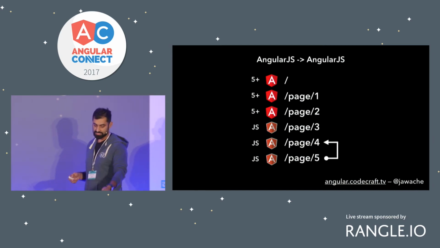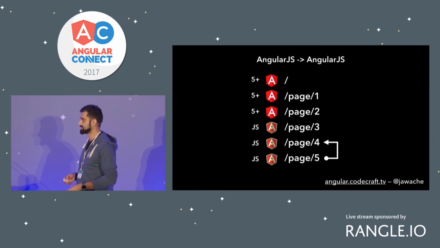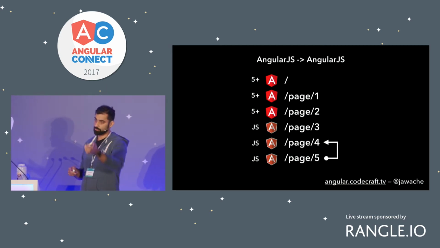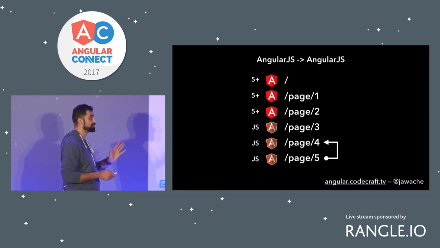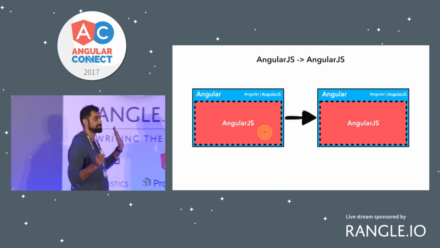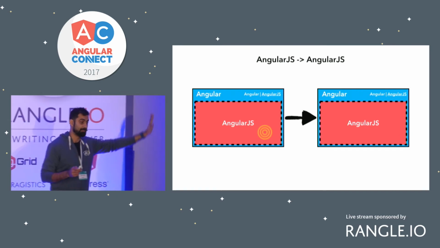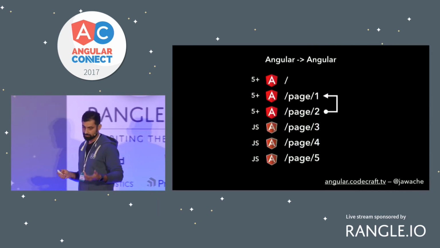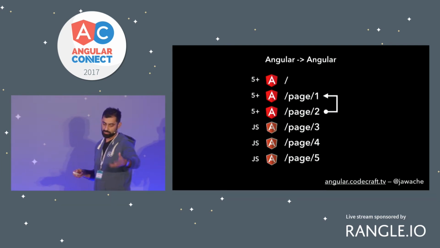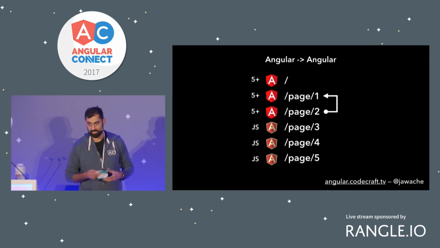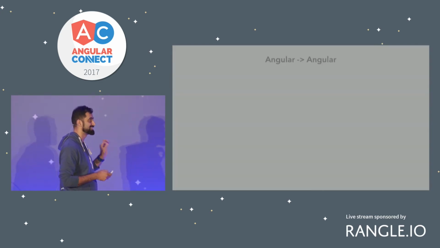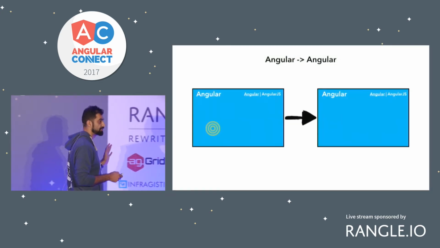Somebody is on page 5, which is AngularJS. They click something, and the page they want to go to is page 4, which is again just handled by AngularJS. So there's nothing you need to do here. It's all handled within the same application. Again, we've got Angular. So someone clicks on page 2, which is Angular. They want to go to page 1. Again, it's just Angular, so it's all handled within the same application. There's nothing you need to do.